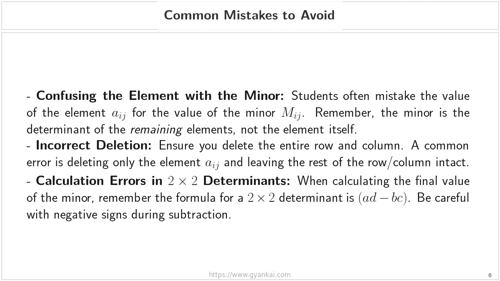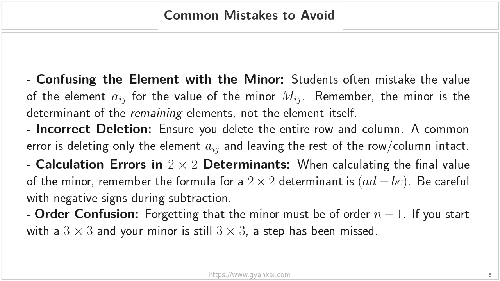Third, be extremely careful with your arithmetic when calculating the final value, especially in 2x2 determinants. When you compute the result using the formula a times d minus b times c, the most common mistake is a sign error during the subtraction step. If you are subtracting a negative number, remember that it becomes addition. One small slip with a minus sign can change your entire result.